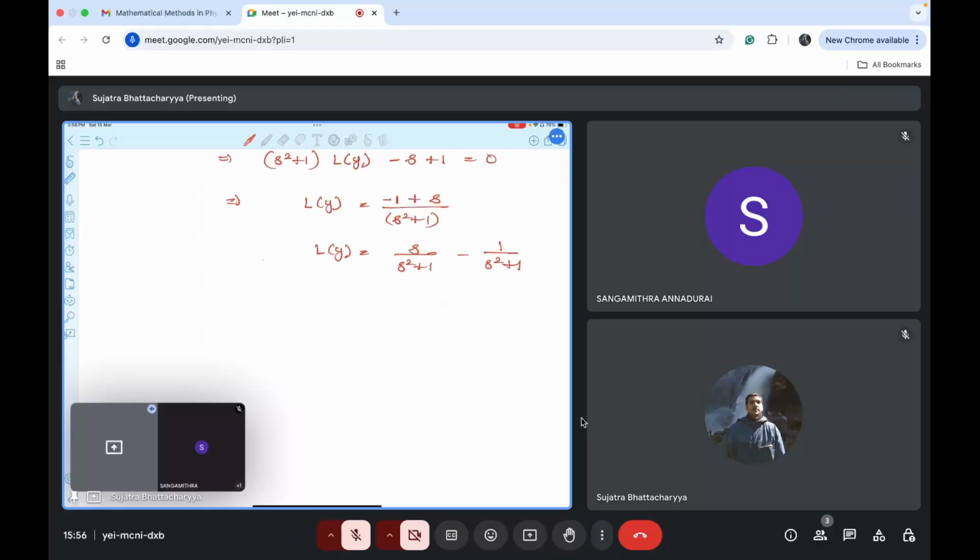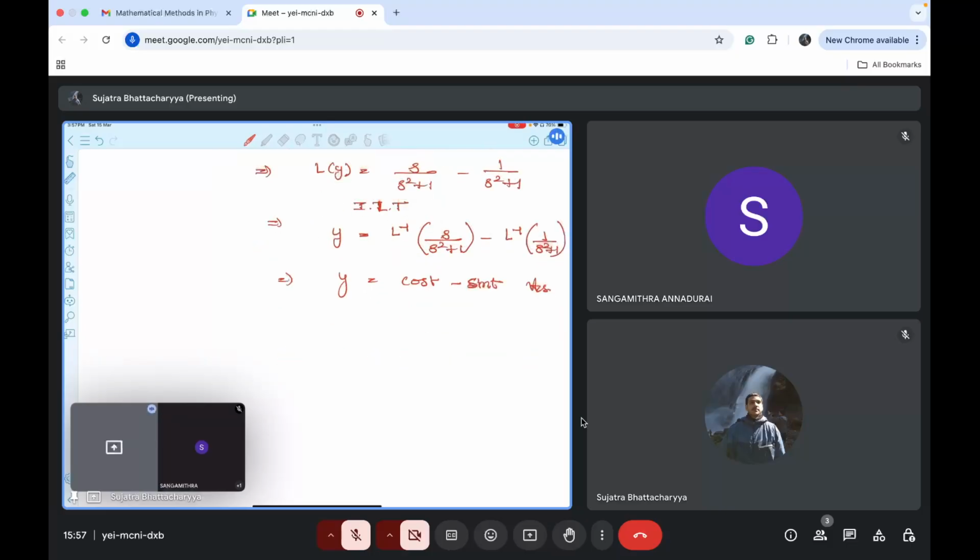Easy to solve. You take the inverse Laplace transform. So you get y equal to L inverse of s upon s square plus 1 minus L inverse of 1 upon s square plus 1. Both are very easy to solve. This is nothing but cos t, minus this is nothing but sin t. That's all. This is the answer.